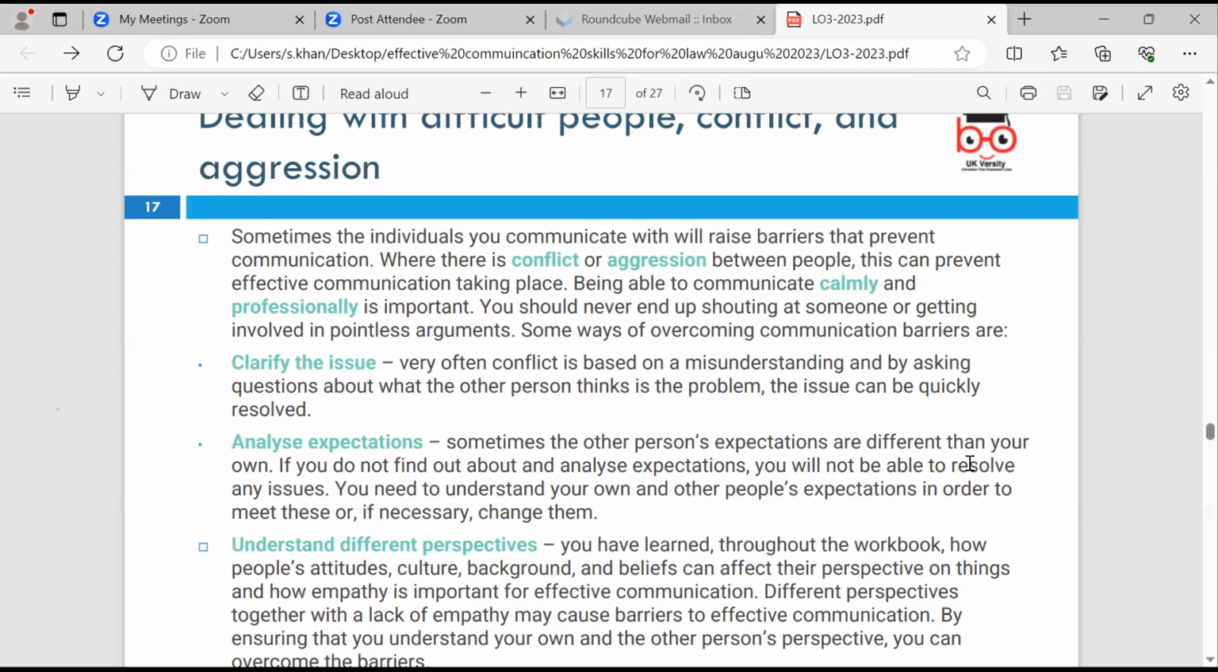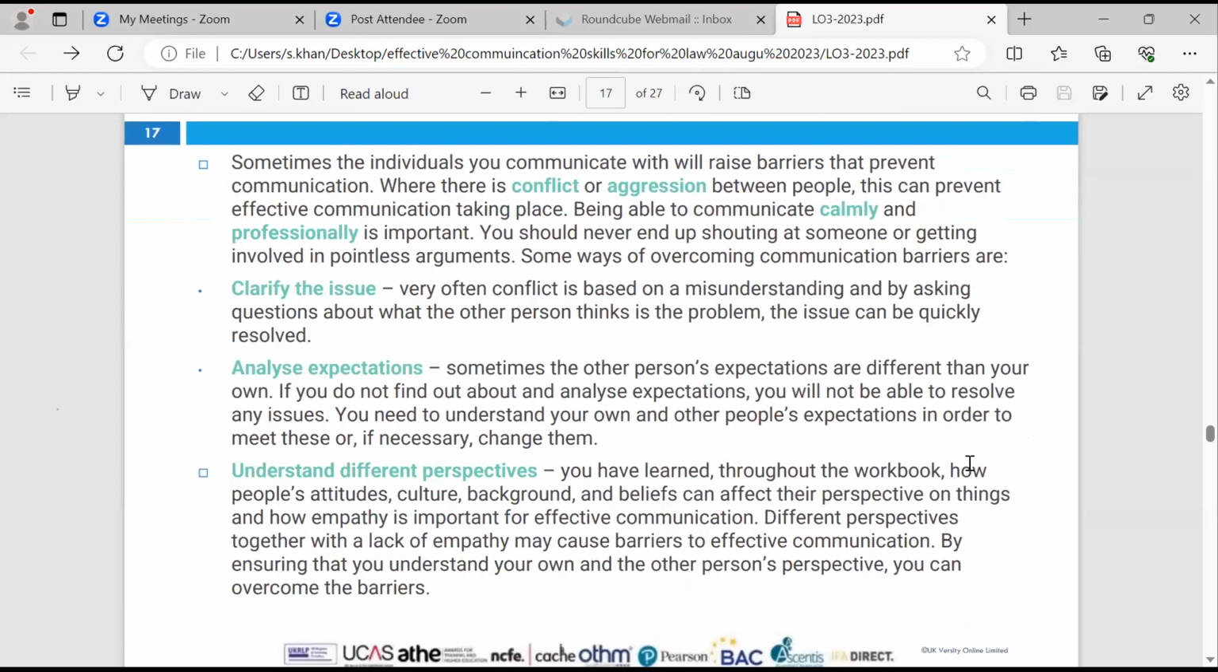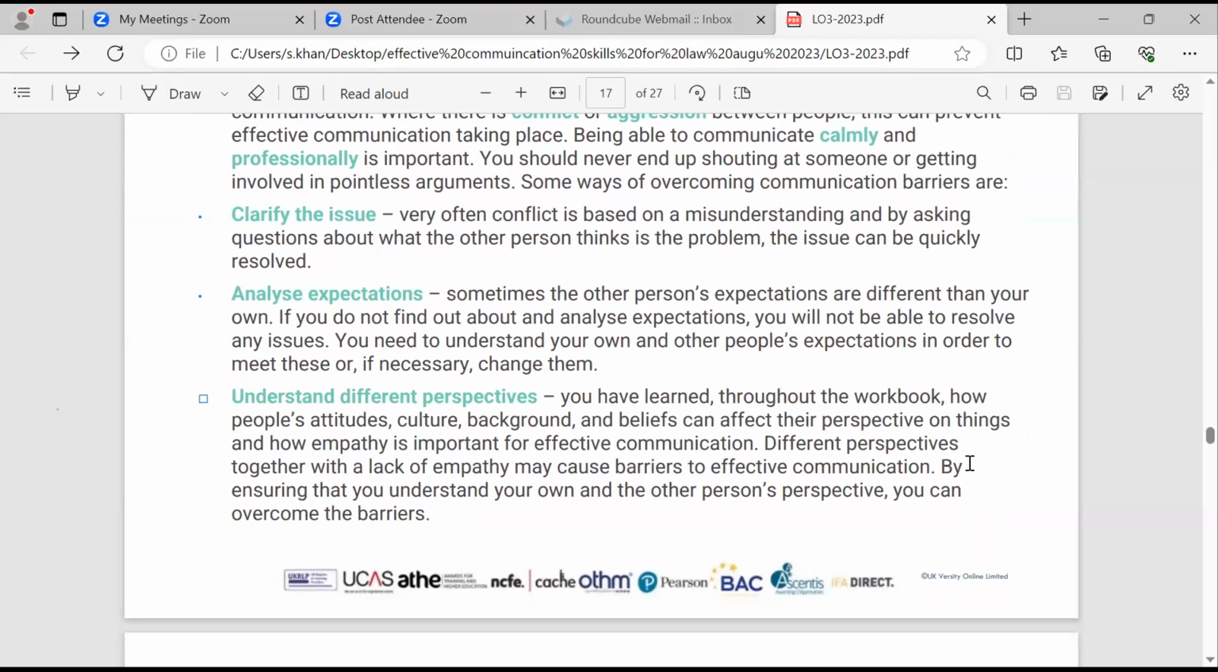Sometimes the individuals you communicate with will raise barriers that prevent communication. Where there's a conflict or aggression between people, this will prevent effective communication. Being able to communicate calmly and professionally is important. You should never end up shouting at someone or getting involved in pointless argument. Some ways of overcoming communication barriers: clarify the issue. Very often conflict is based on a misunderstanding, and by asking questions about what the other person thinks is a problem, the issue can get resolved quickly.